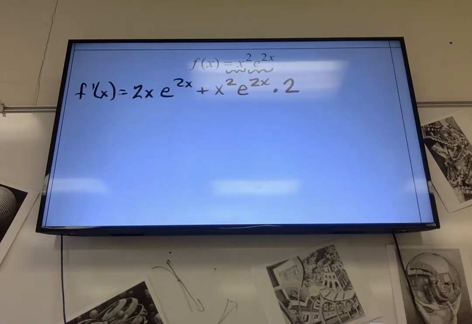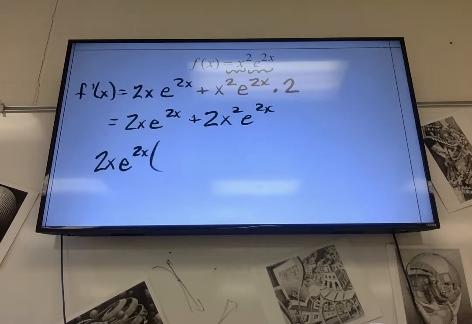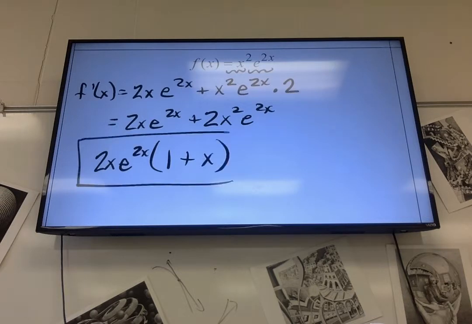Okay, good. The next step is I'm going to move it around a little bit so the number's out in front. So 2x squared e to the 2x. What can I factor out? 2x. So that's 1 plus x. Okay, I figured it out. I just combined the two exponents.